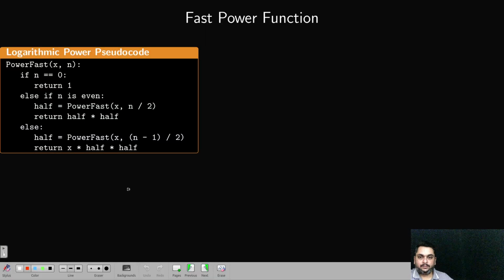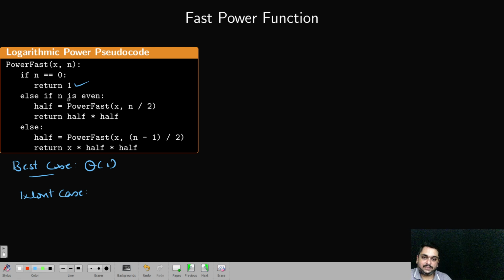Next, fast power. So this is the best case. Best case occurs when n equal to 0. So it returns 1. So theta of 1, that is done. Now, the worst case is important now. They have multiple if else cases here. So let's see how this works.